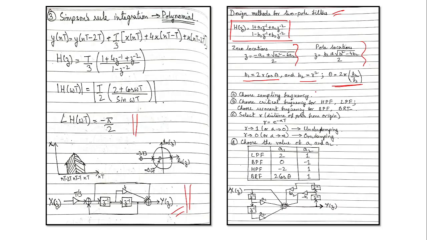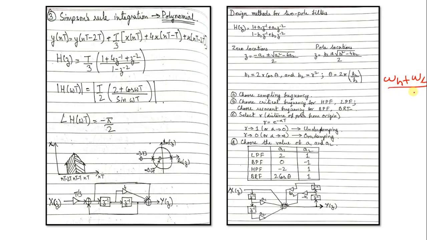So we have to choose the sampling frequency to get the theta. Usually it is given in an example, what is the sampling frequency for a system. Then choose the critical frequency for HPF, LPF, then band pass filter, band reject filter. So for HPF, LPF there is no problem, there will be only one frequency. In the case of BPF and BRF, it is omega high plus omega low divided by 2.